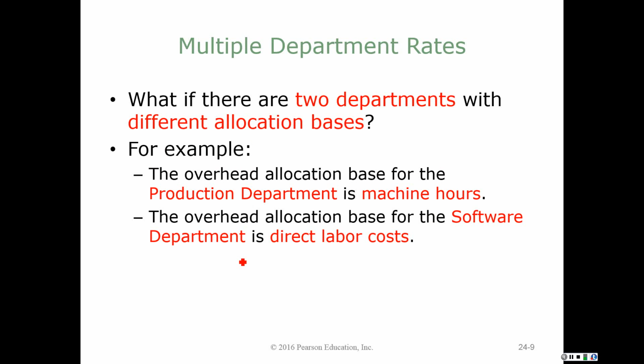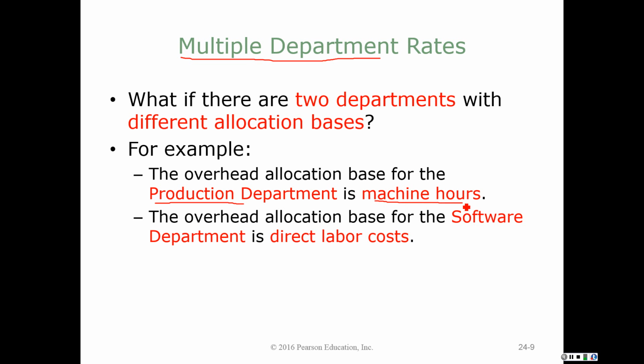Now, we can also do this using multiple department rates. Instead of just one single rate, we could come up with multiple. So what if we have two departments and they have two different or more allocation bases? So in this example, we've broken it down to say, well, what if we have a production department? And most of the overhead that's taking place there is driven by machine hours. That's what we're doing, producing our product.